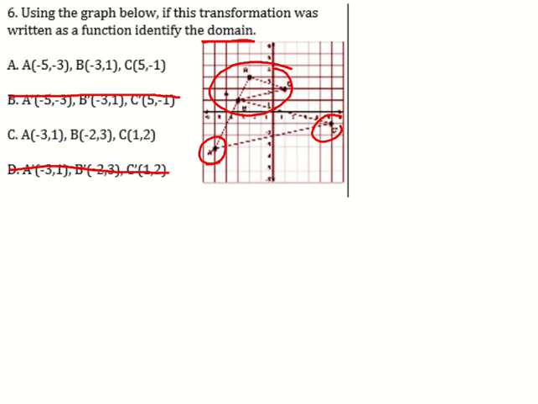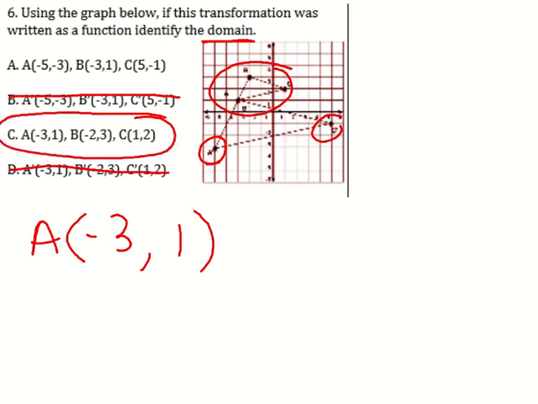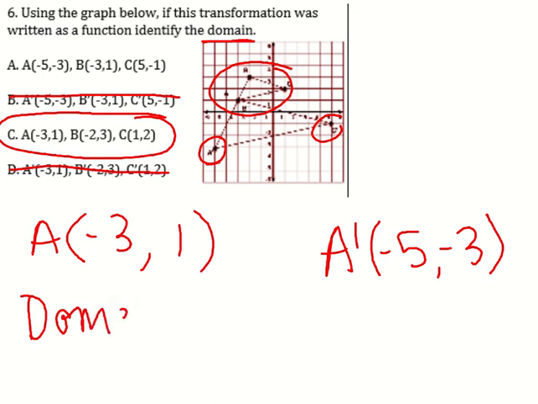So I'm going over 1, 2, 3, negative 3, up 1, which is going to give us this answer choice. Negative 5, negative 3 is your range, because that was the one that had the prime. So this was your domain. This was the range.